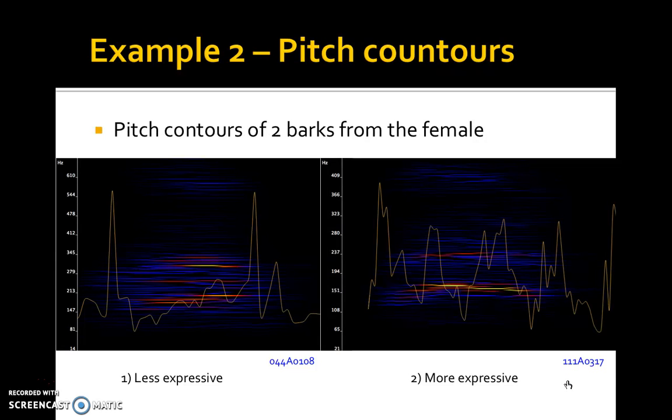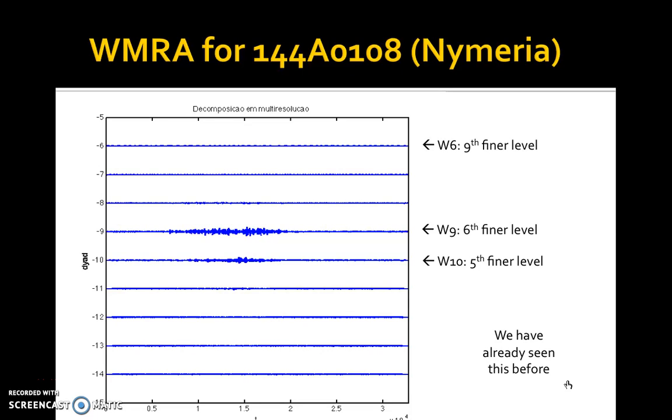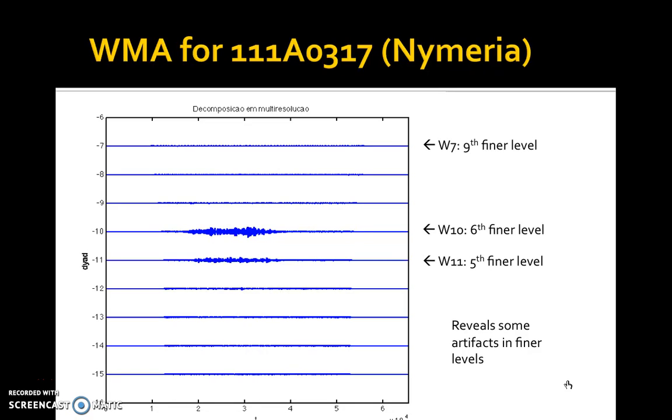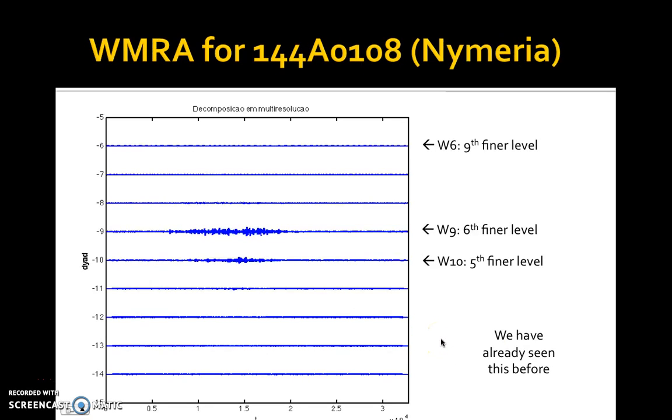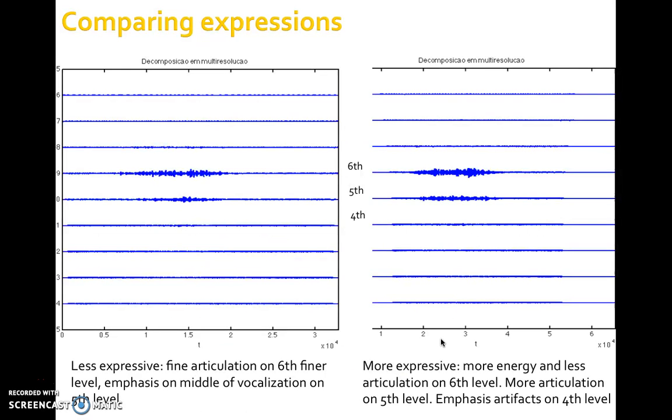These are the pitch contours of the two barks, and this is the wavelet multi-resolution analysis for the more expressive vocalization. We find that some artifacts in finer levels are different from the less expressive one. Comparing the expressions, we find fine articulation on the 6th finer level and emphasis on the middle of vocalization on the 5th level.